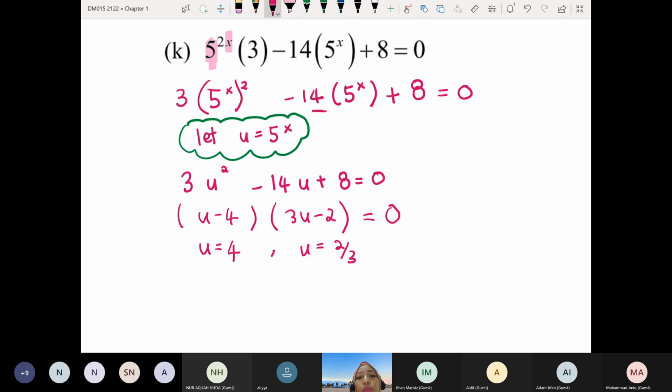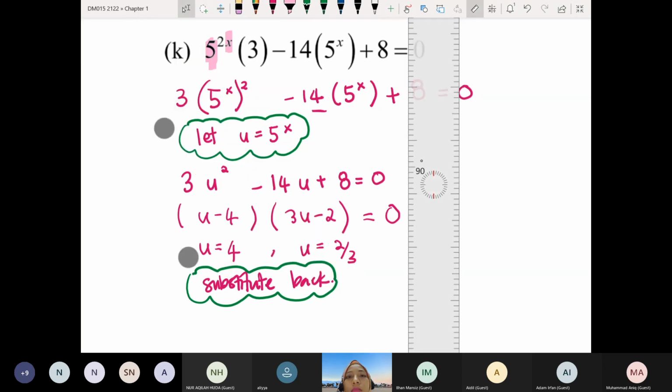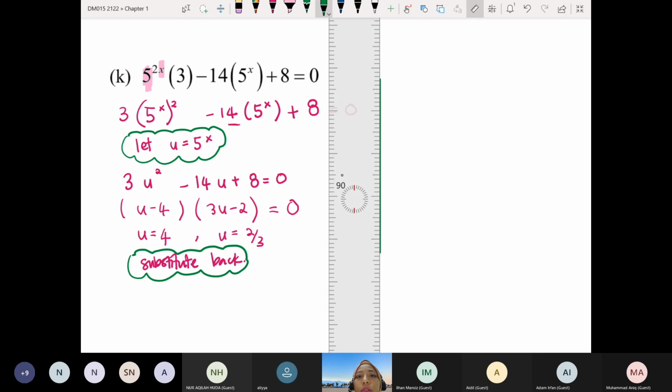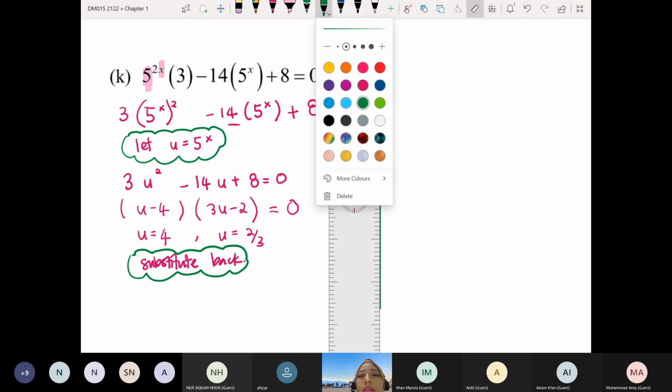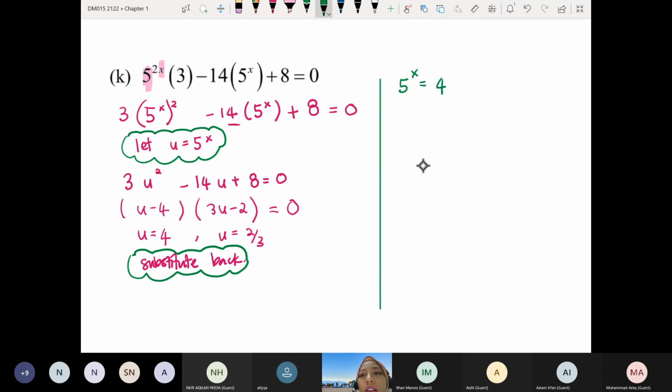Tapi sekarang we are not looking for u, we are looking for x. So we have to substitute back. Masukkan semula. What is your u? Your u is 5 to the power of x. Okay, so ini nak selesaikan macam mana? We want x, so log. 5 to the power of x equals 4, so x log 5 equals log 4, x equals log 4 over log 5.